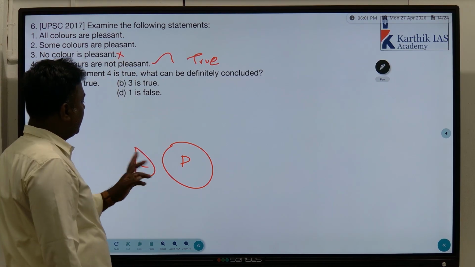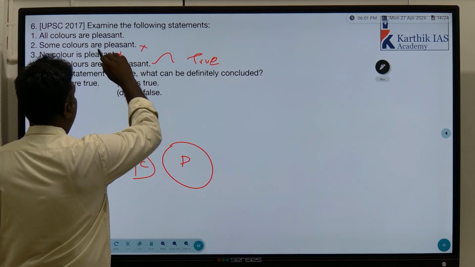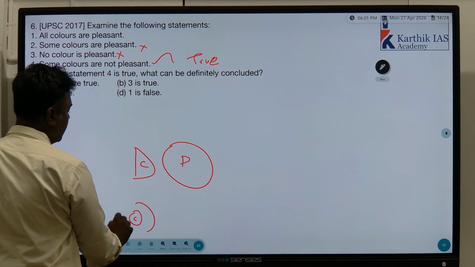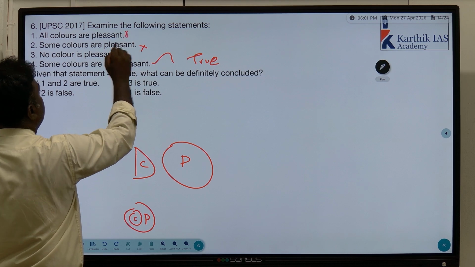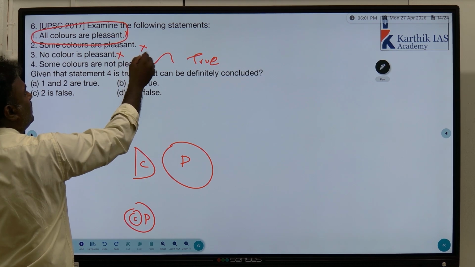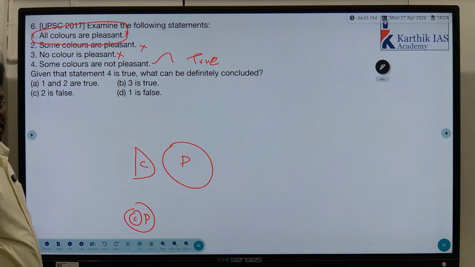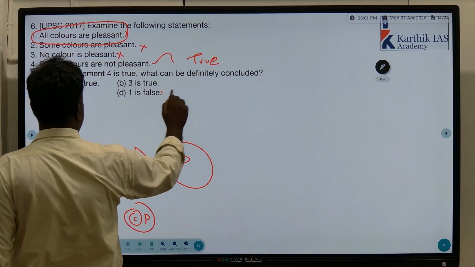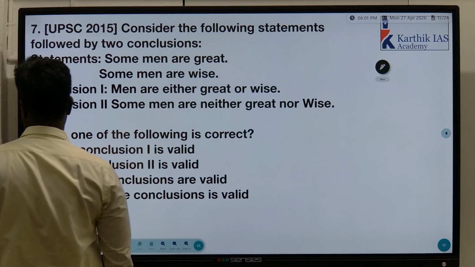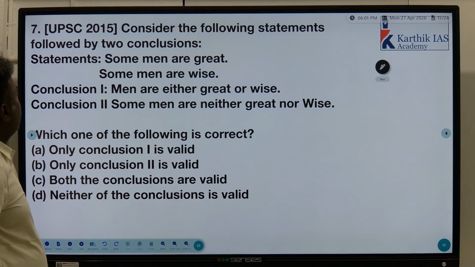Some colors are pleasant, also we can't say. Understand? All colors are pleasant is definitely not possible, right? So this is sure. These two we can't say. It may happen, it may not happen, but one is definitely false. That's what they are trying to say. Clear?